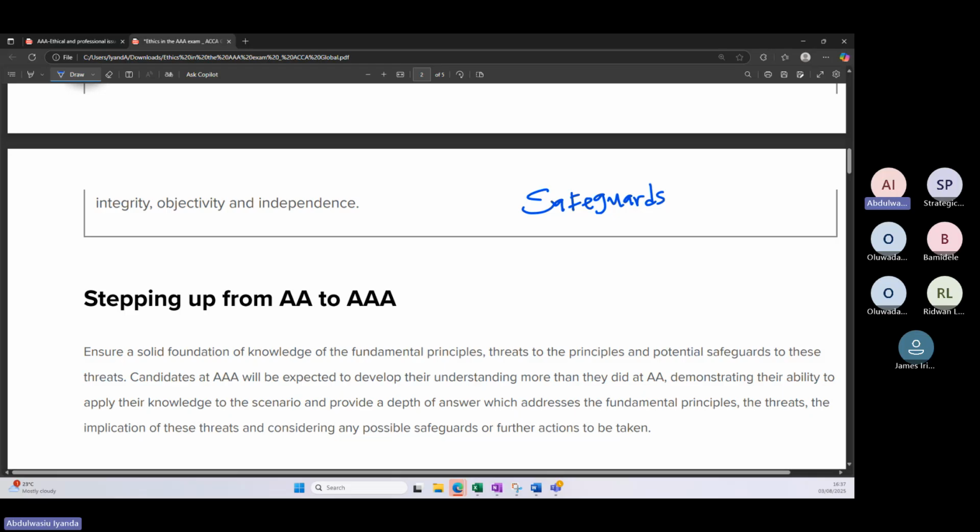Just like you as an accountant, there are some safeguards that are created by your organization, by the firm, and there are some safeguards that are created by the professional body, just like ACCA. For example, in a firm like KPMG, there are some safeguards created by the firm, and some created by the professional body. So what is the purpose of safeguard? It is to reduce the problem, to reduce the threat, or to eliminate it if possible.